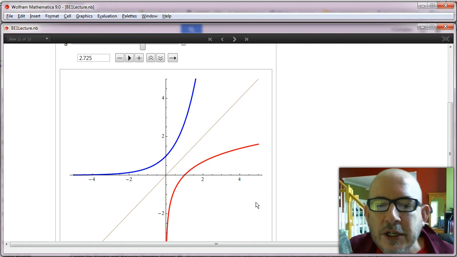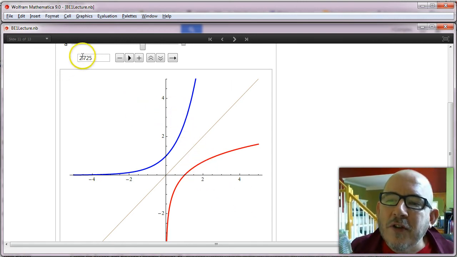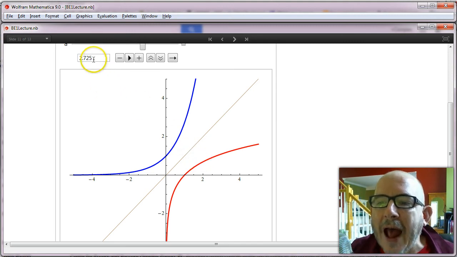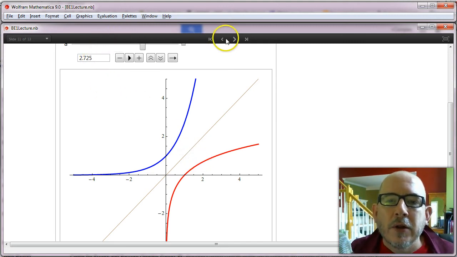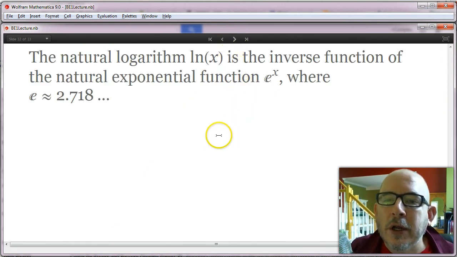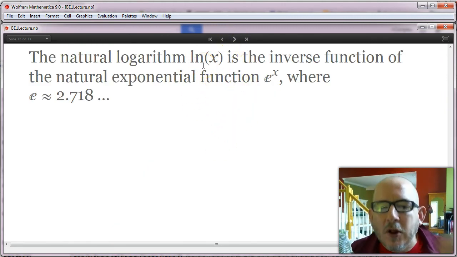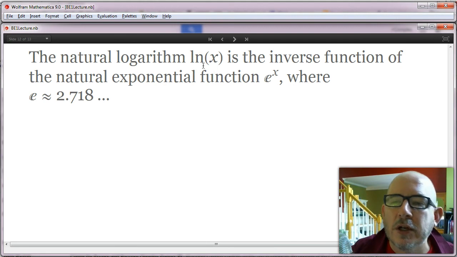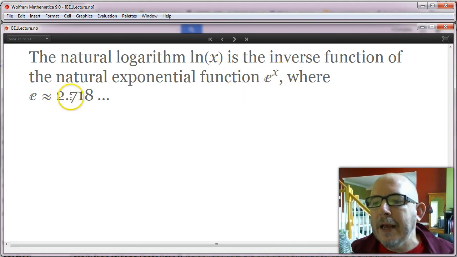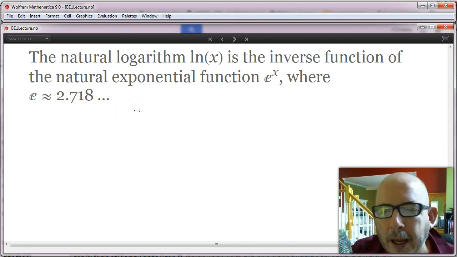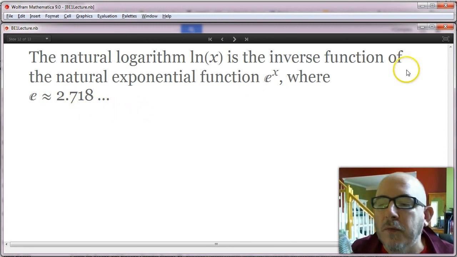That's how teachers cheat, right? But there's some number around here where these are reflections, and that's our natural number, which we call e, or the Euler number. That's the base we're looking for. The natural log is a logarithm. It is the inverse function of the natural exponential function, e to the x, where e is about 2.71828, blah, blah, blah. It's transcendental. It goes on forever.